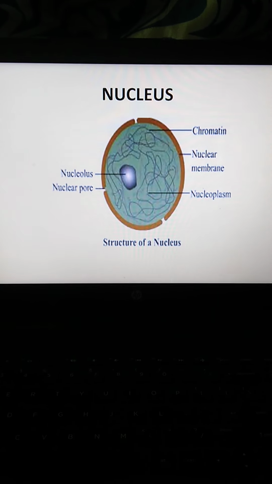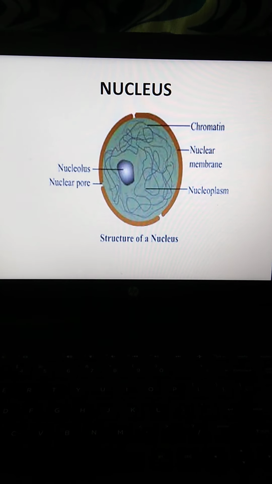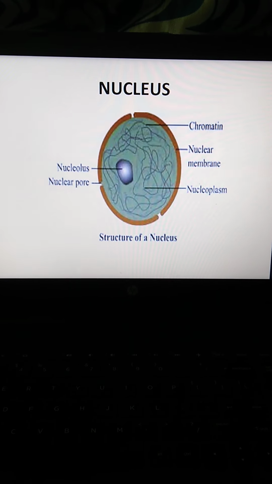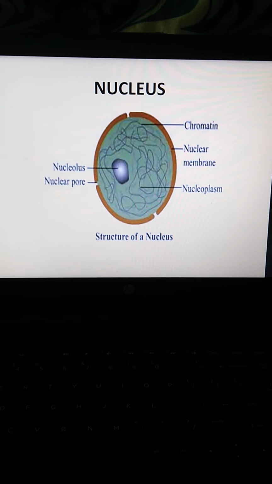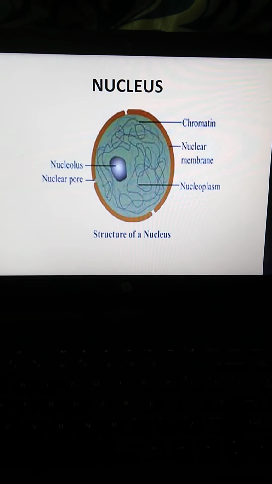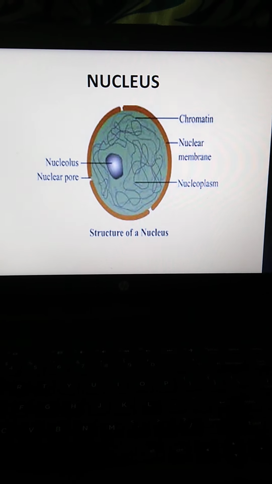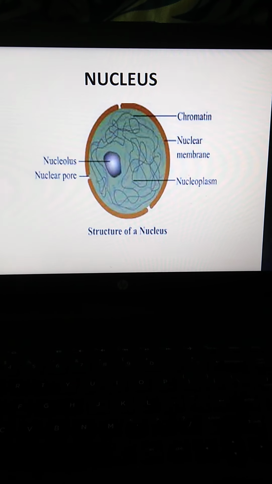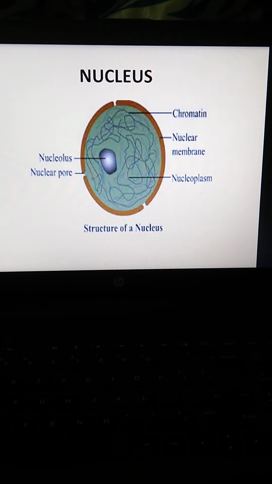Hello students, this is my continuation lecture in the fundamental units of life. Till now we have discussed till cell wall. Now I am going to start with nucleus. As you can see, I have made a nucleus diagram. Some new words will be there for you, like chromatin, nuclear membrane, nucleoplasm, nucleolus and nucleopore.